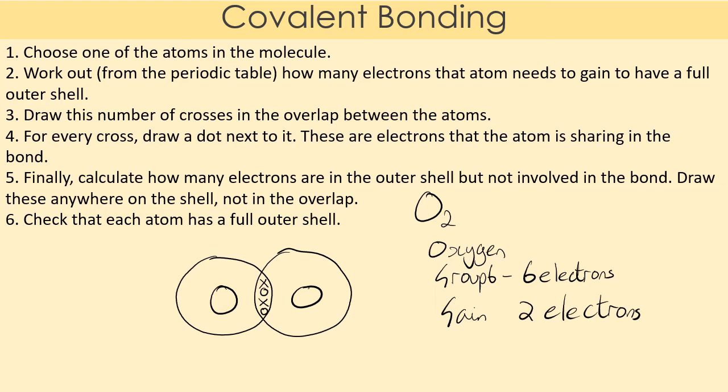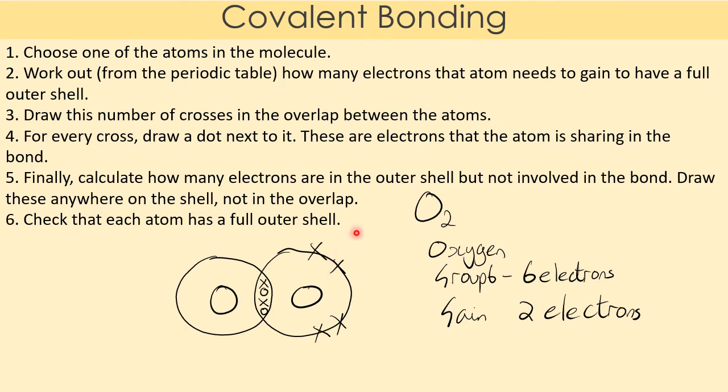Finally, I need to calculate how many electrons are in the outer shell, but not involved in the bond. So I've drawn 2 crosses in here. I had a total of 6 to start off with. That leaves me 4 more to draw. I'm going to add them on. I've now added them on.